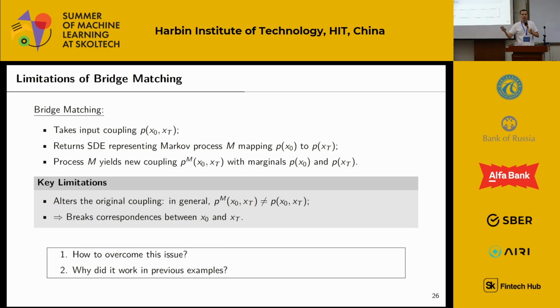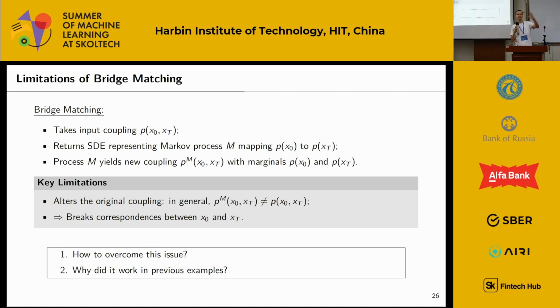But we really never know what happens with the initial coupling which we use to construct this bridge matching. In all the previous slides, I never said what really happens with this coupling. Whether our model, which we constructed, let's call it the Markovian projection PM, which is a new joint distribution of this stochastic differential equation, actually preserved the coupling.